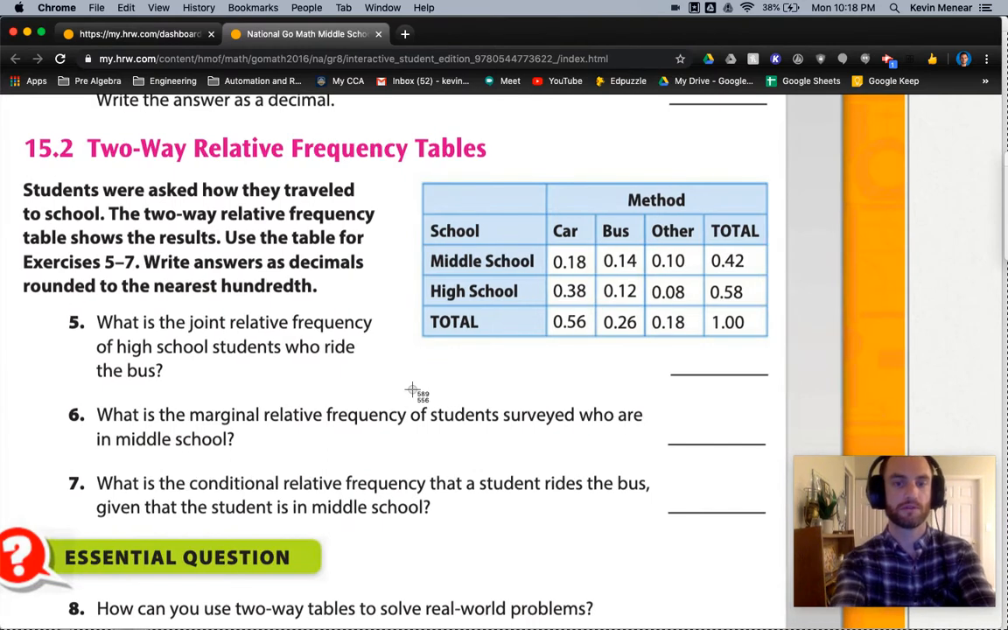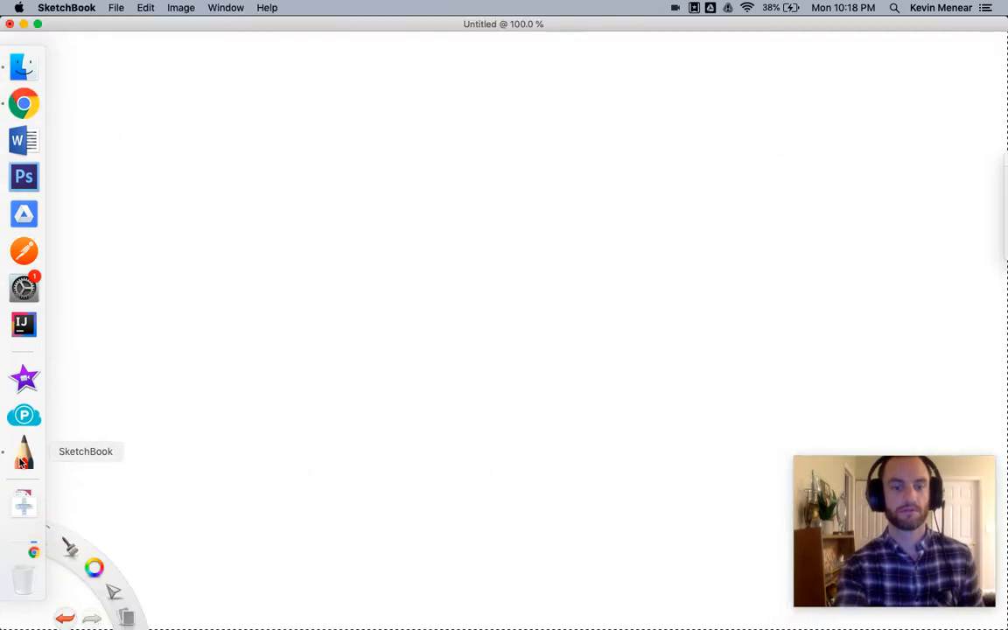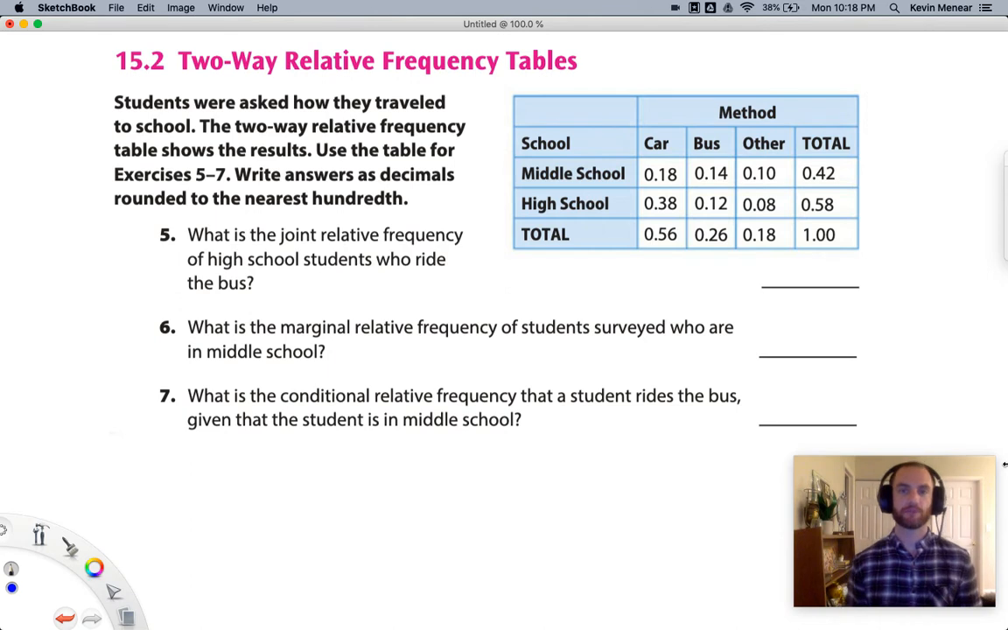15.2. All right. Two-way relative frequency tables. Students were asked how they traveled to school. The two-way relative frequency table shows the result. Use the table for exercises 5 through 7. Write answers as decimals rounded to the nearest hundredth. What is the joint relative frequency of high school students who ride the bus? Joint means the intersection between two, right? So the joint relative frequency of high school students who ride the bus, that's 0.112.